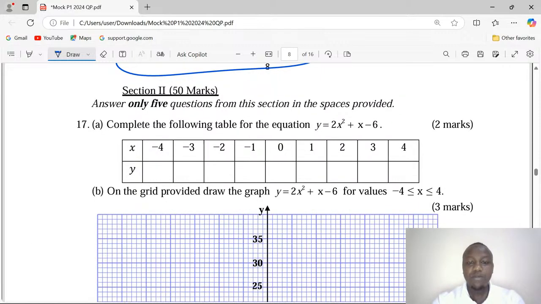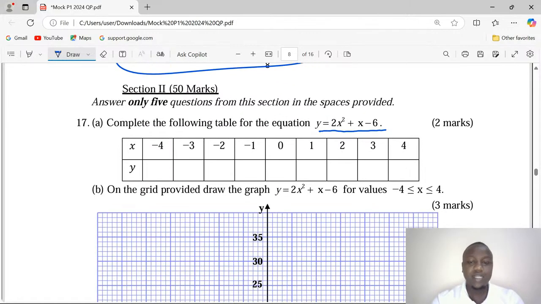Complete the following table for the equation y equals 2x squared plus x minus 6. So this is the equation that we're going to use so that the table is filled up. We know how to calculate the value of y according to the equation. So from the first value of x, we can substitute it in the equation so that the value of y can be obtained.